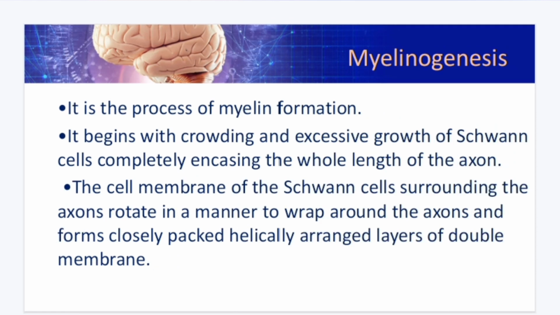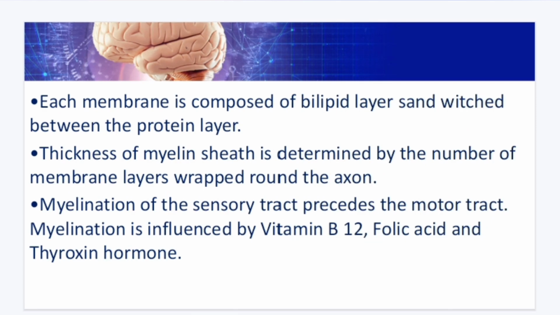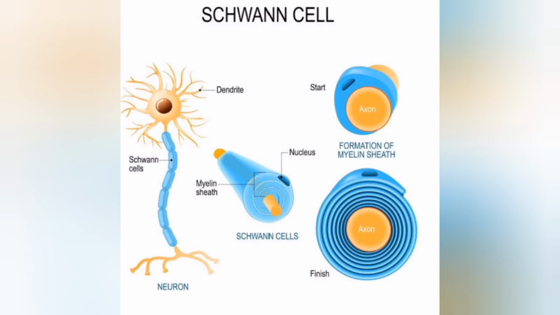Now it is the process of myelin formation. So how is it done? It is done by the process of crowding and excessive growth of the Schwann cells encasing the whole length of the axon. And the cell membrane of the Schwann cells surrounds the axons, rotating in a manner to wrap around the axons and form closely packed, helically arranged layers of double membrane. Here in this picture you can see the Schwann cells wrapped around it helically to form the myelin sheath.